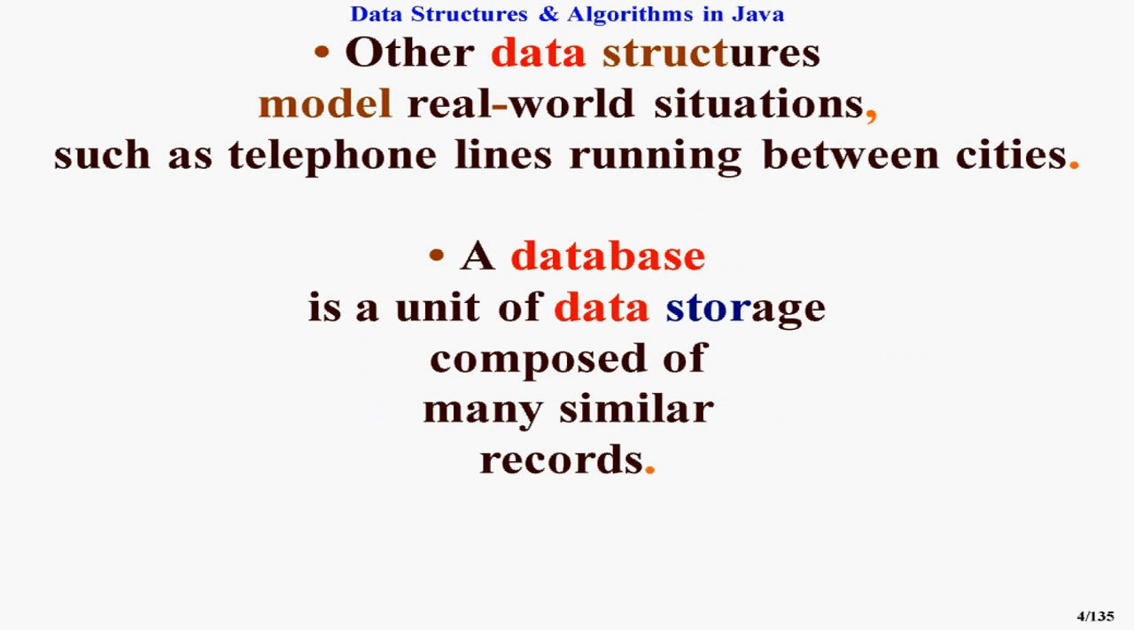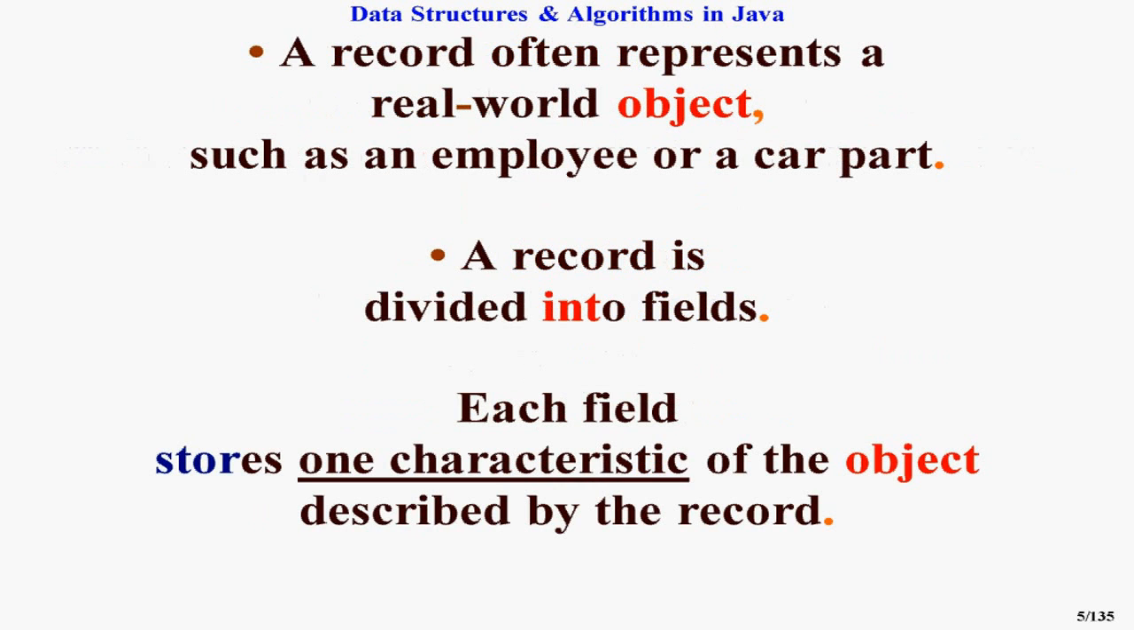A database is a unit of data storage composed of many similar records. A record often represents a real-world object, such as an employee or a car part. A record is divided into fields. Each field stores one characteristic of the object described by the record.